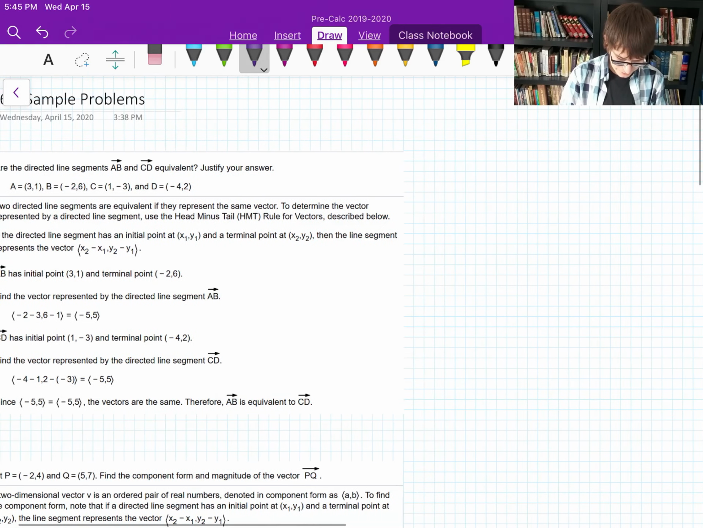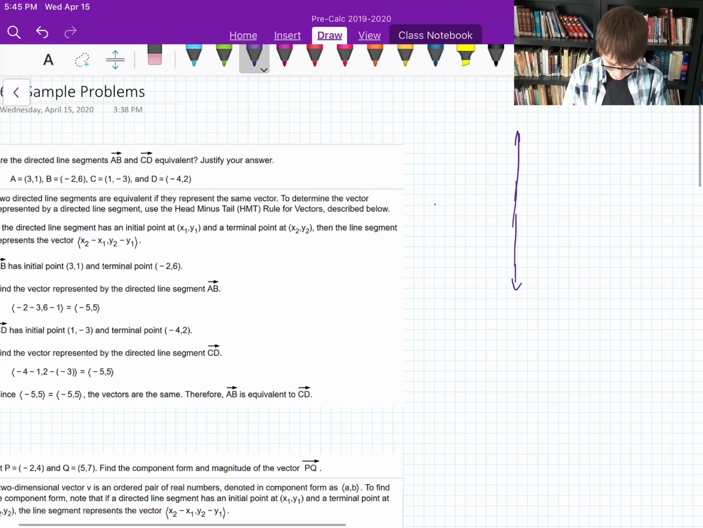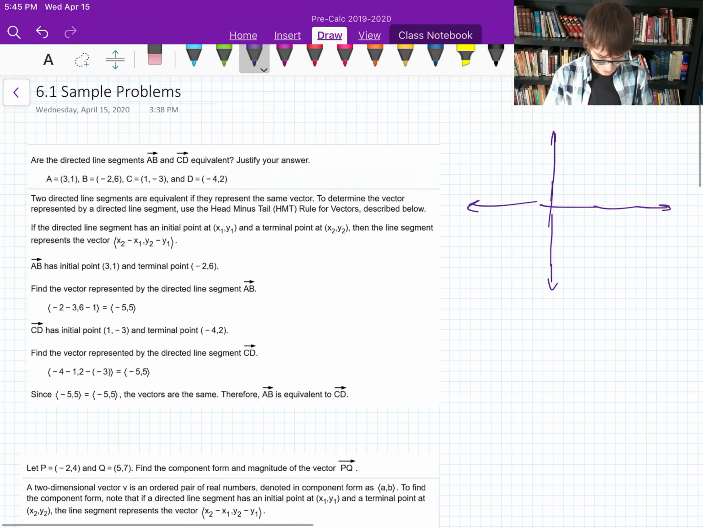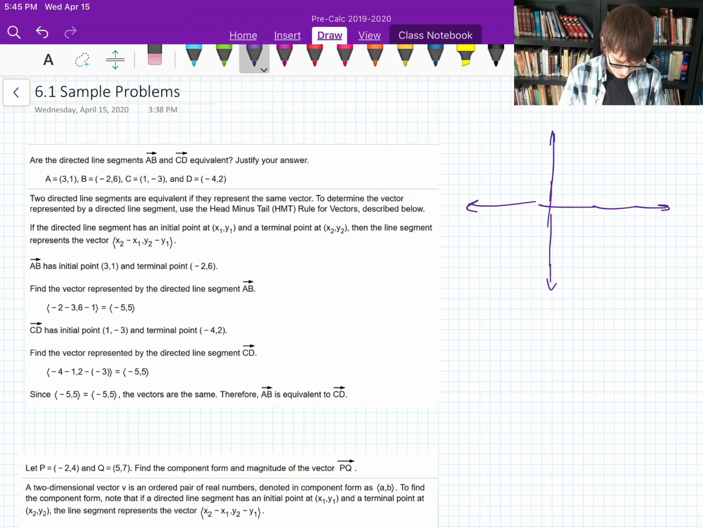So I'll draw axes. And drawing pictures is never a bad idea when you're trying to figure out what to do. So we'll draw some axes here. See if I can make my line straight. Okay, so we'll start with point A, which is 3, 1. So we'll go 3, 1. That's point A. Point B is negative 2, 6. Negative 2, then 1, 2, 3, 4, 5, 6. So from point A to point B, we have a vector that looks kind of like this. So vector AB looks something along those lines.